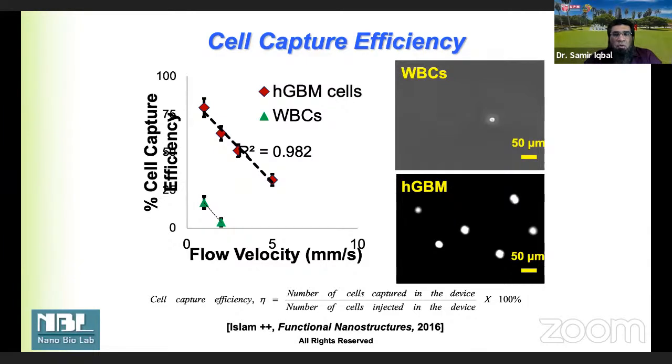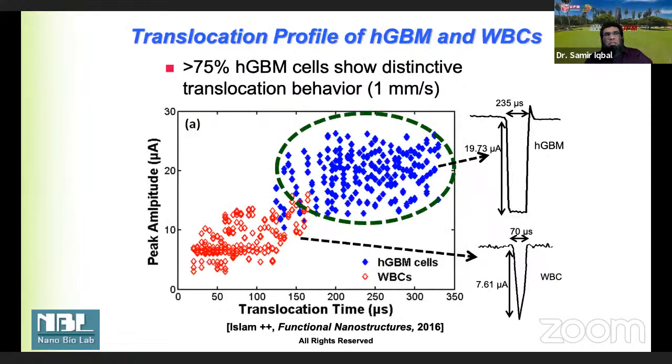The higher flow rate gives you more shear stress, and that reduces the cell capture probability for both types of cells, for that matter. So in this case, what we did was we separated out brain tumor cells from white blood cells. So again, in that capture region, we can separate out the 2 types of cells based on their inlet and outlet data.